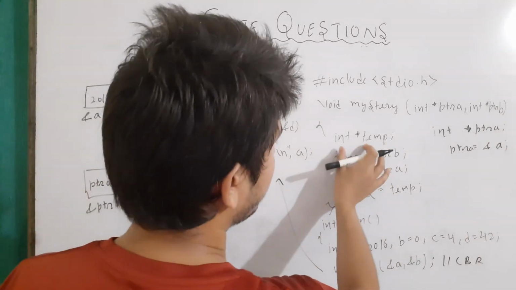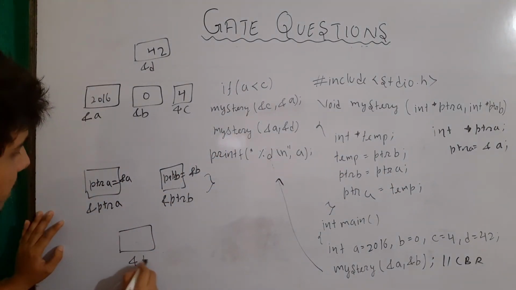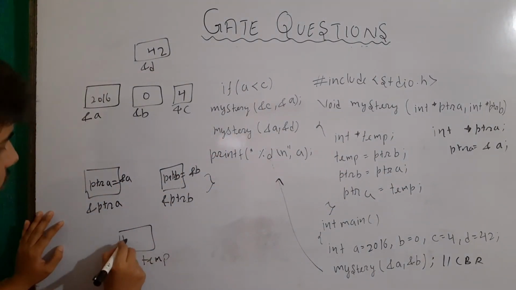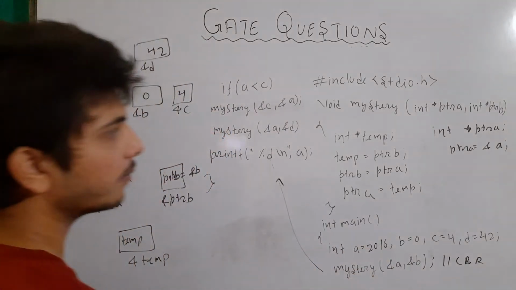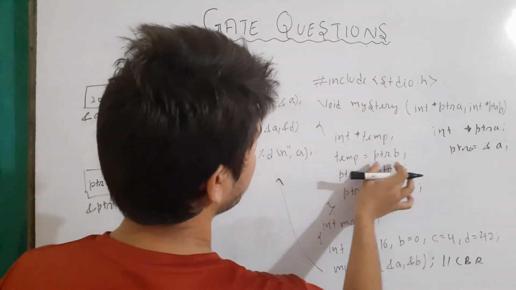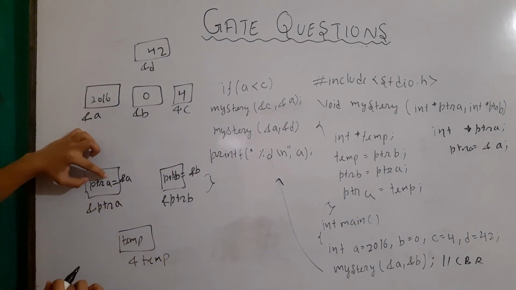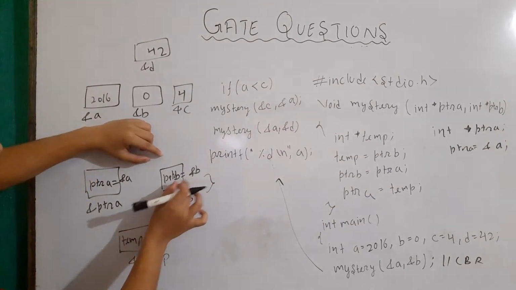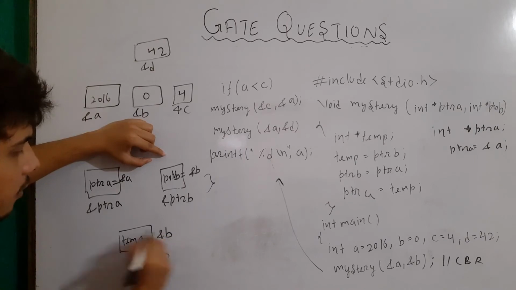Now it is calling, so control will go, and another pointer variable is declared here with the name temp. So temp will also be holding some address, right? Currently it is holding the address of some garbage location. Then it is written temp equals to PTRB. So temp will now hold the PTRB, which means it will be holding the address of B, right? So it will be holding the address of B right now.